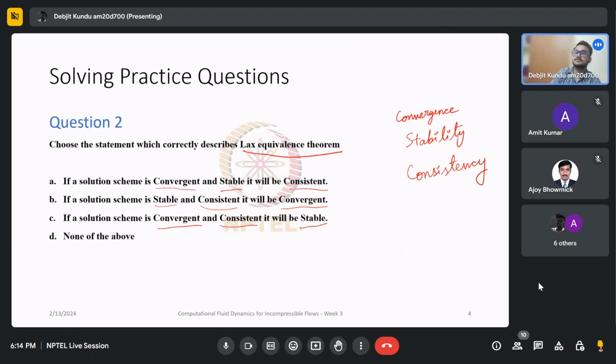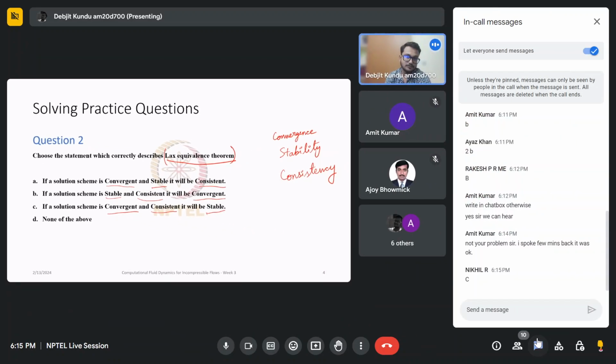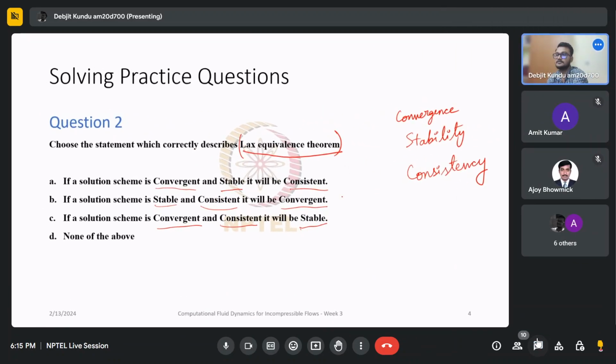Which of these statements correctly describes the Lax equivalence theorem? Is it if a solution scheme is convergent and stable, then it has to be consistent? Or is it if a solution scheme is stable and consistent, it will be convergent? Or is it if a solution scheme is convergent and consistent, it will be stable? Okay, so we have another response in favor of option C. So options B and C have got some responses. Let's see what others have to say.